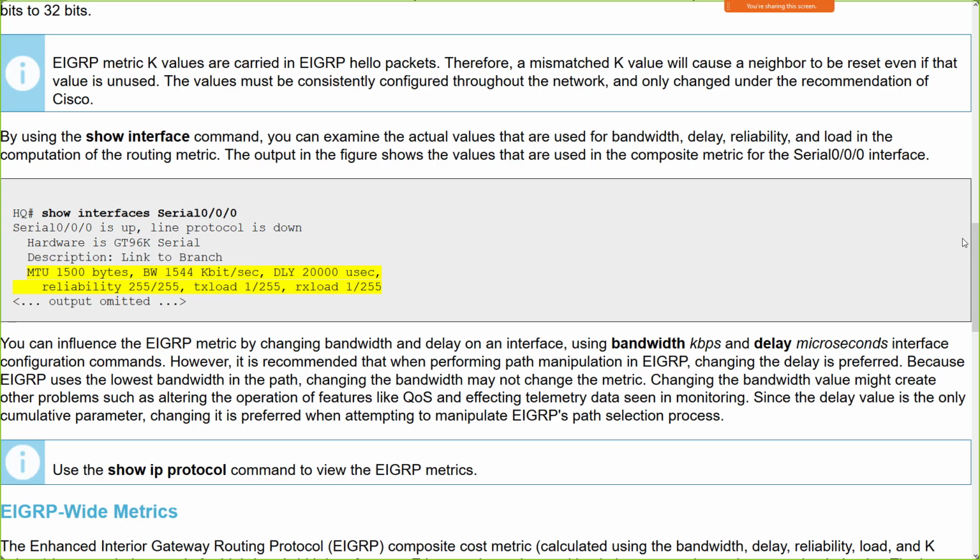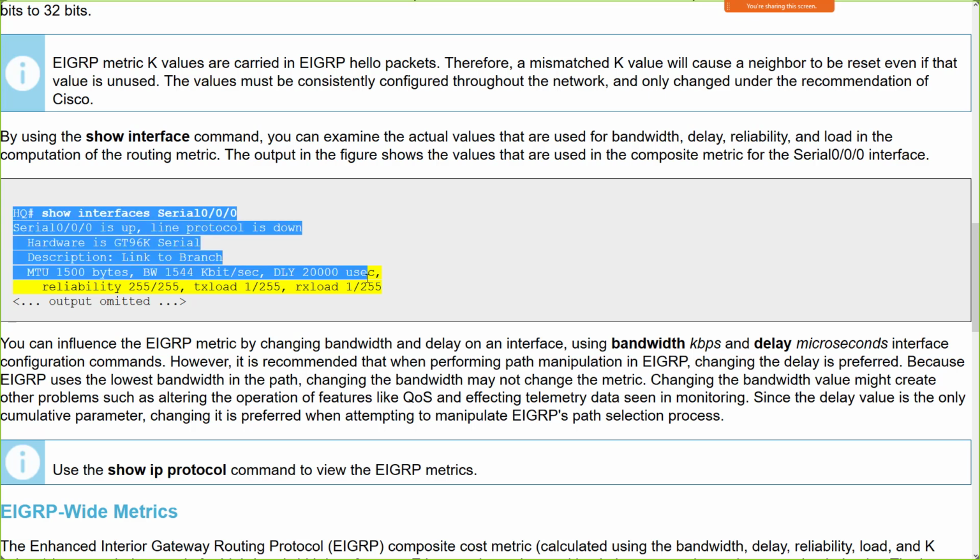We use the show interface command to see the actual values that are used in the calculation. Like I said, these are theoretical values. These are not practical values that are used in the calculation. So I see their bandwidth is 1544 kilobits per second. The delay is 20,000 microseconds. The reliability is 255 over 255. The load is 1 over 255 and so on.